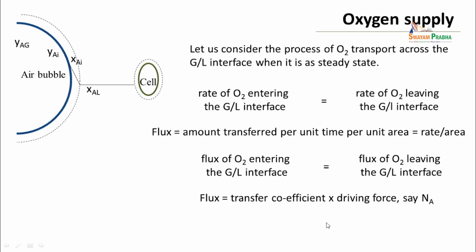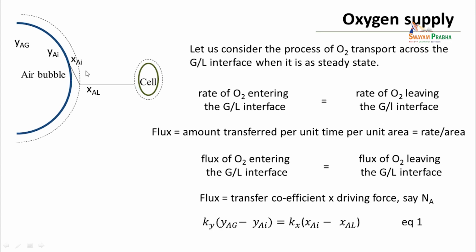Flux can be seen as a transfer coefficient times a driving force. This is a standard way of looking at flux. It is seen as a product of a transfer coefficient times a driving force. Driving force is the one that is necessary for the flux to occur. Let us say we call the flux NA in this case. We will develop it as A and then apply it to oxygen. This is generic species A. The transfer coefficient is Ky. It is the mass transfer coefficient of oxygen.